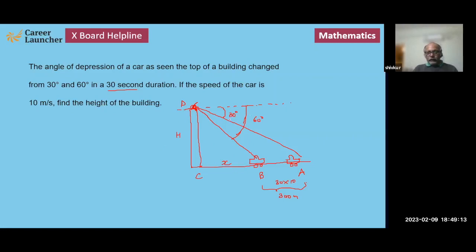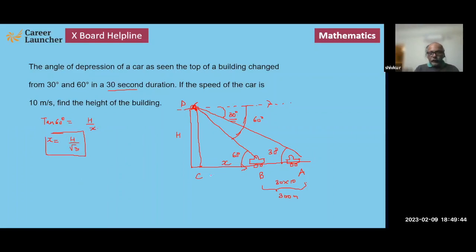So agar this is 30 degrees, iska matlab this also must be 30 because the line of sight is parallel to the ground. Similarly, this will be 60 degrees. So let's say that tan 60 degrees is equal to h by x. हमें क्या चाहिए? हमें h चाहिए. So x का जो value है, x is equal to h by tan 60, which is equal to h by root 3.